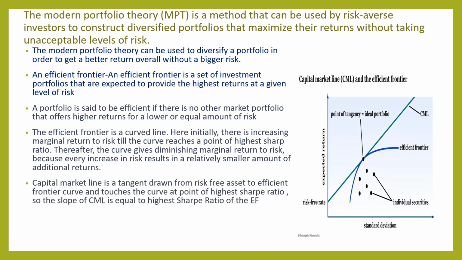Capital market line is a tangent drawn from the risk-free asset to the efficient frontier curve and touches the curve at the point of the highest Sharpe ratio. So the slope of the capital market line is equal to the highest Sharpe ratio of the efficient frontier. Just see here, this is the risk-free return point on the y-axis, and if you draw a tangent, then it cuts this efficient frontier at this point, and at this point the slope of the line is equal to the Sharpe ratio. So this portfolio on the efficient frontier has the highest Sharpe ratio.